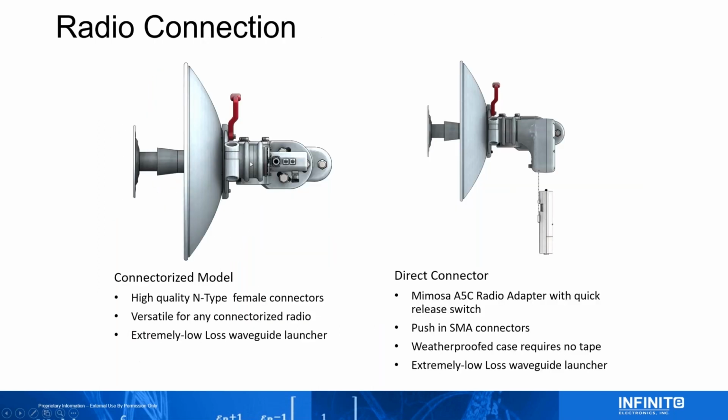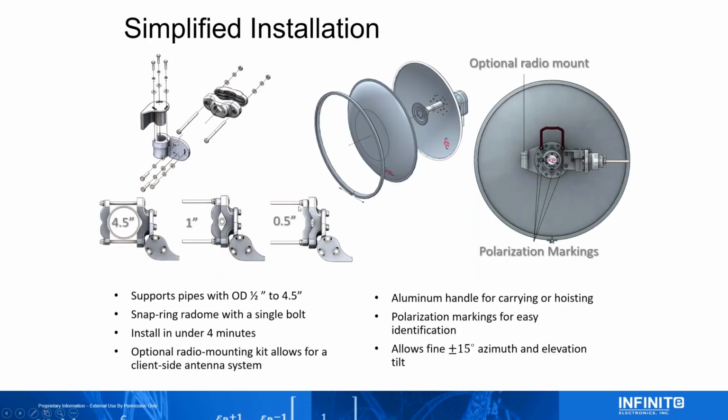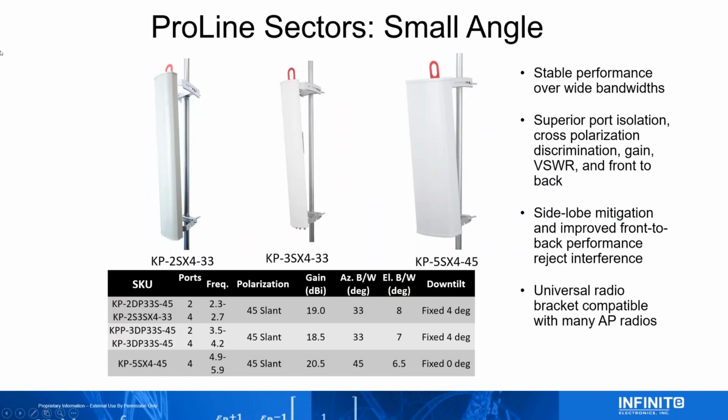And like I said, we have the N-type version and also one for the Mimosa, not the A5C, the C5C, and we have one for the ISO station coming out very soon. We're working on more as we speak too. So, just a great antenna, mounts on different sizes of pipes. And now, back to sectors.